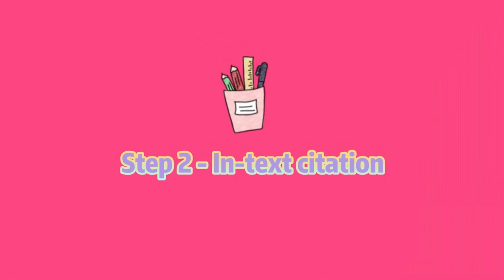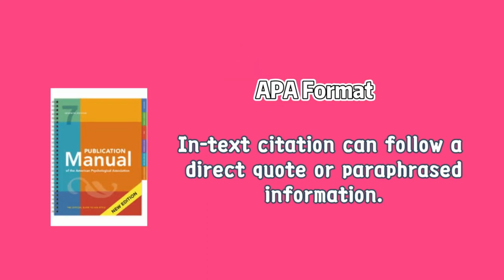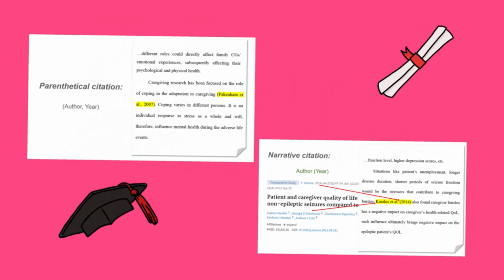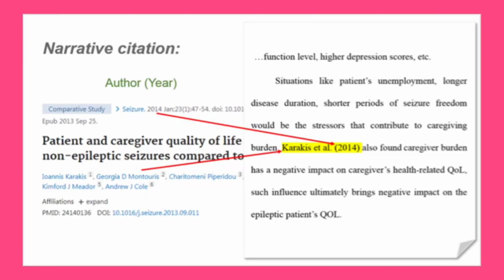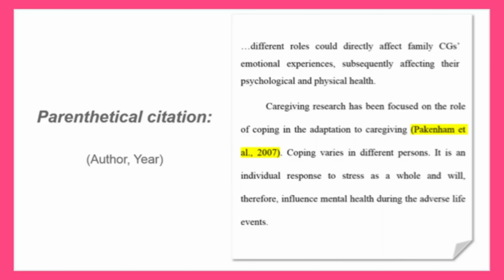In APA format, in-text citations can follow a direct quote or paraphrased information. It has 2 formats: parenthetical and narrative. In narrative citations, the author name is incorporated into the text as part of the sentence and the year follows in parentheses. In parenthetical citations, the author name and publication date appear in parentheses.